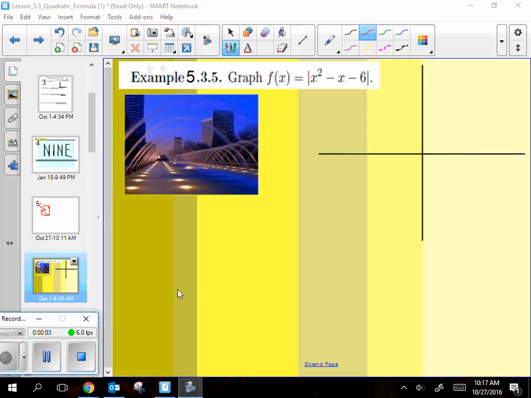Okay, it's 5.3 quadratic formula. You need to know a lot about the quadratic formula. Not just quadratic formula, it's all about quadratics. So to graph this, it would be really nice if I knew where the vertex was.